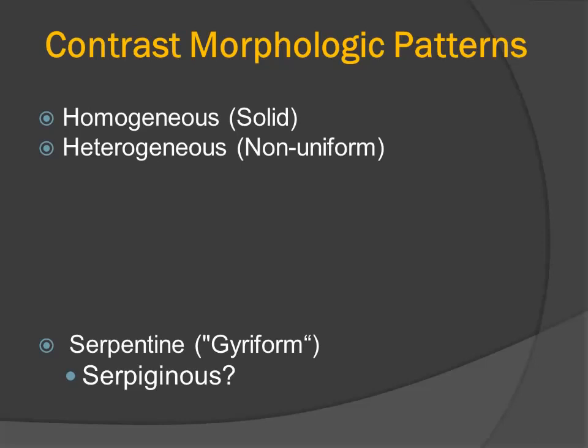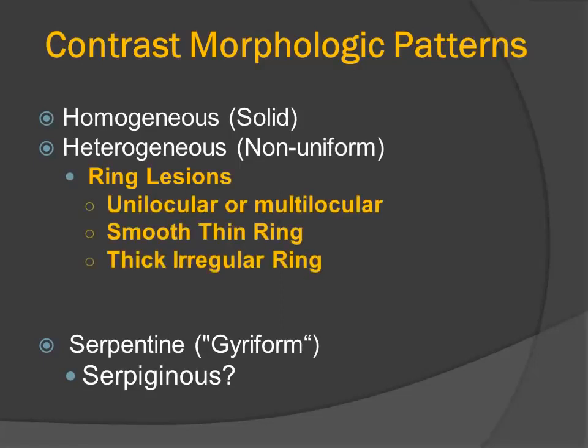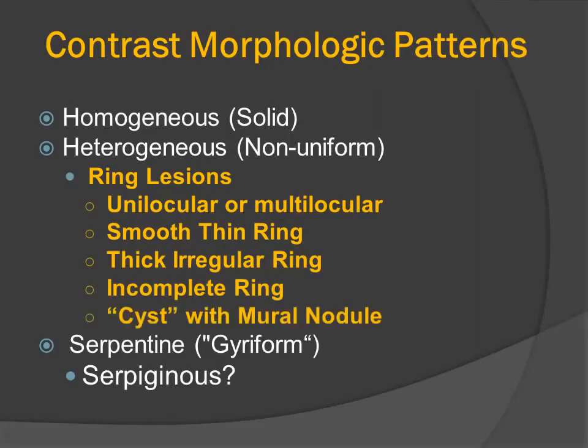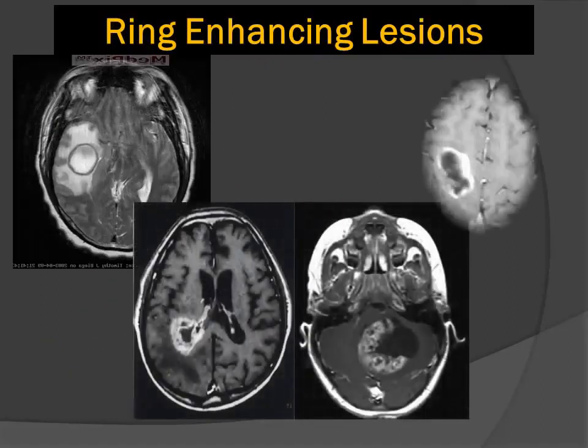There are many different patterns of contrast morphology. We can have homogeneous enhancement, heterogeneous enhancement, and superficial or serpentine enhancement. We can also have ring lesions. They may be unilocular or multilocular. They can be smooth and thin, thick and irregular. There can be an incomplete ring or rim of enhancement, and we can also have a cyst with a mural nodule. Ring-enhancing lesions are a very common differential diagnosis in neuroimaging.